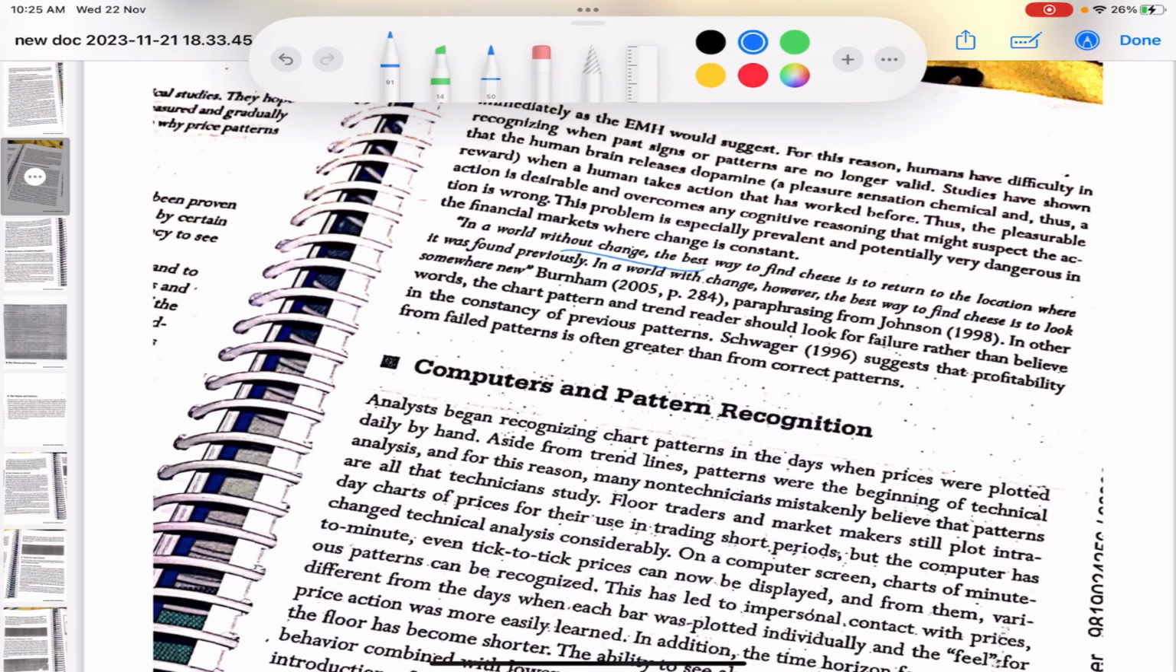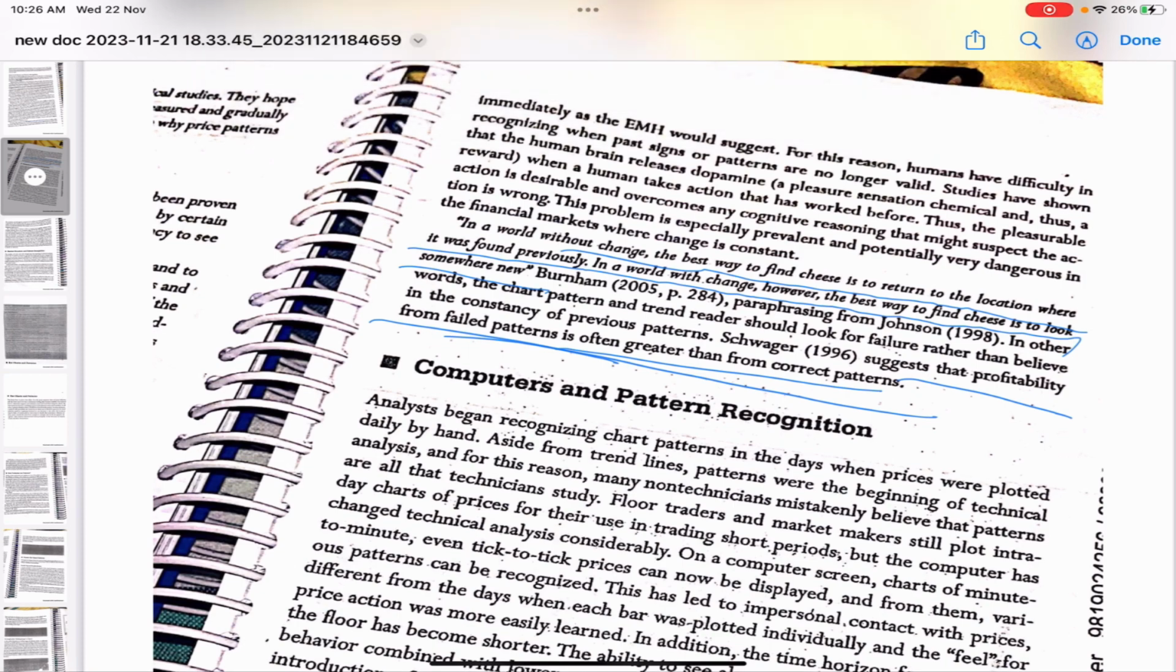In a world without change, the best way to find cheese is to return to the location where it was found previously. In a world with change, however, the best way to find cheese is to look somewhere new. So this was given by Burnham, paraphrasing from Johnson. In other words, the chart pattern and trend reader should look for failure rather than believe in the constancy of previous patterns. So before you take any trade, before you follow any pattern, you need to do your own backtesting, right? The profitability from the failed patterns is often greater than from the correct patterns.